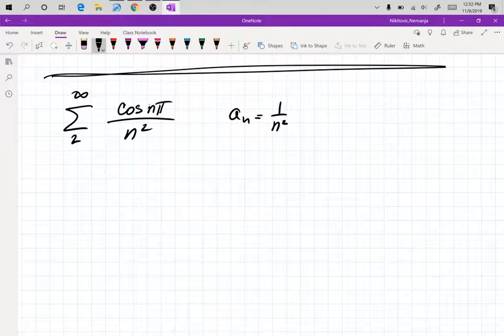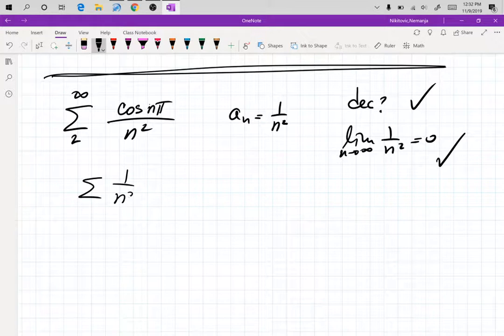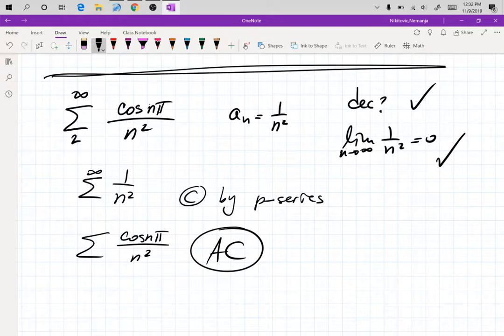So we have now our a_n. It's decreasing. Yes, the limit of 1 over n squared equals 0 because you're dividing 1 by infinity. So we are on a convergence branch. Now you do the summation of 1 over n squared, and that's convergent by p series. And for our problem, we claim absolute convergence. Cool. That's it. That's it on alternating series. Please bring this up during your Thanksgiving dinner.